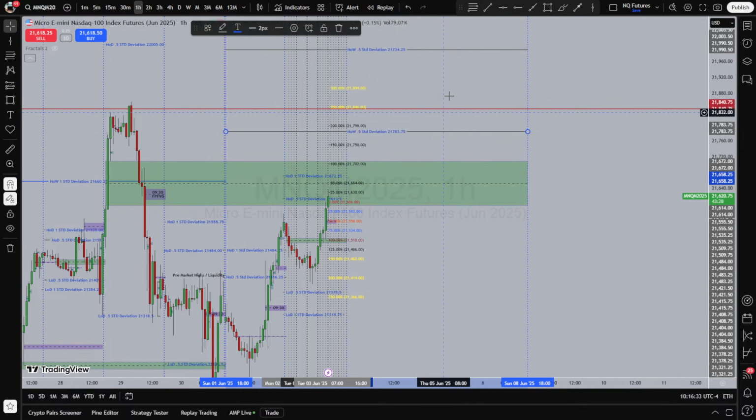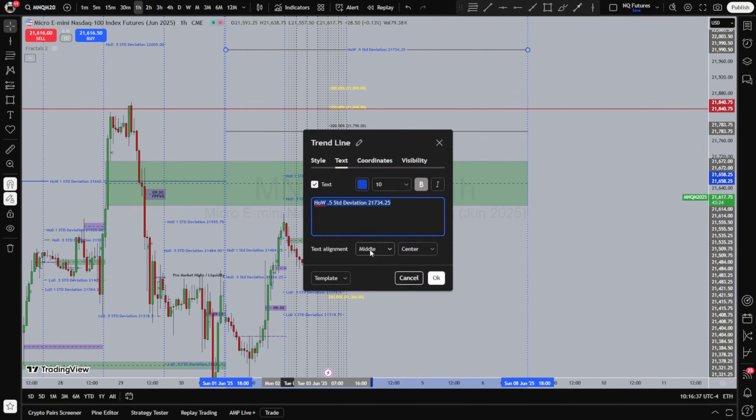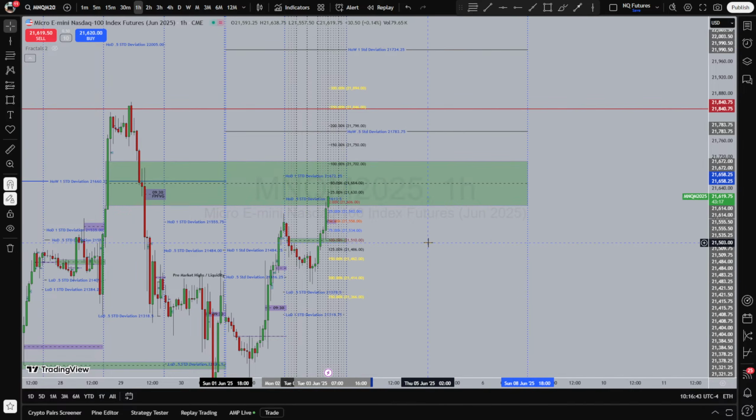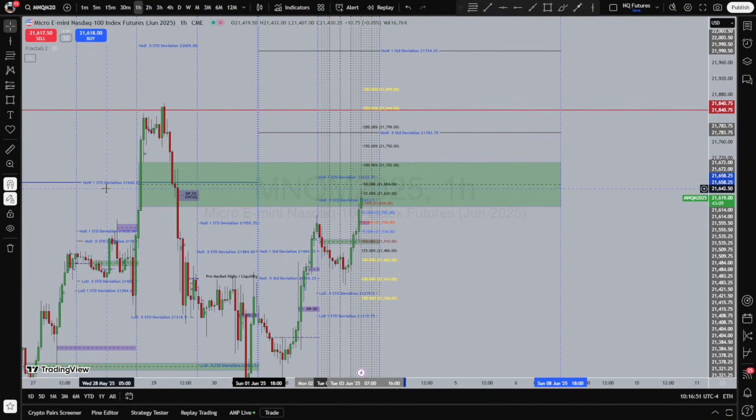0.5 standard deviation is, and 1 standard deviation. And as you can see, this is all my other days. This is last week, high week, so 1 standard deviation. And I've been writing them wrong, you see that? Okay, but anyways, you see my map.